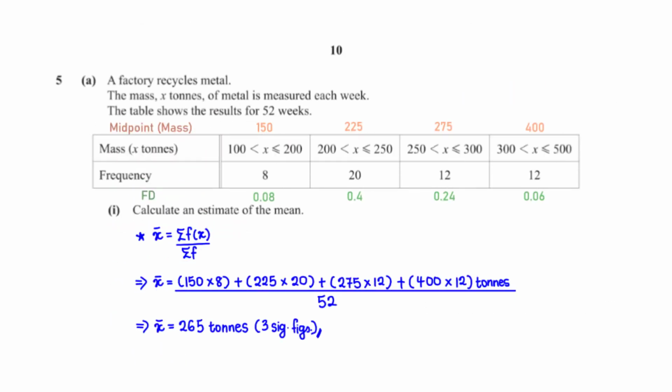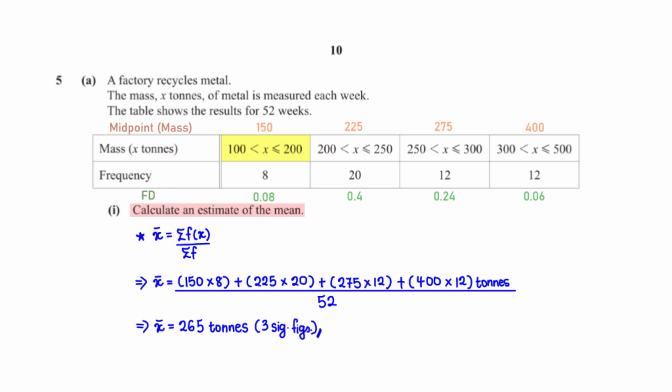A factory recycles metal. The mass X tons of metal is measured each week. The table shows the results for 52 weeks. Calculate an estimate of the mean. The mean is equal to sigma f of x, which represents the total mass of metals, divided by sigma f, which is the sum of the frequencies. Before getting sigma f of x, we need to get a midpoint mass for each of the mass intervals.